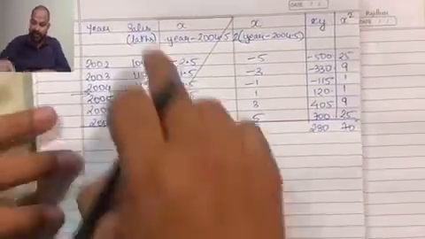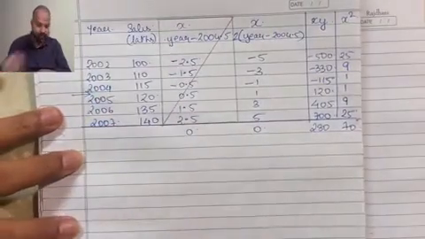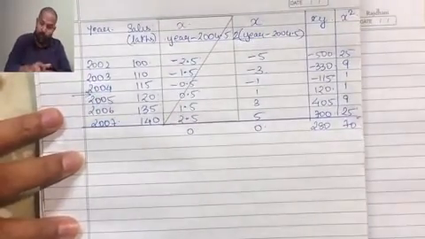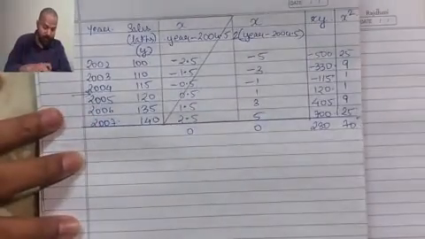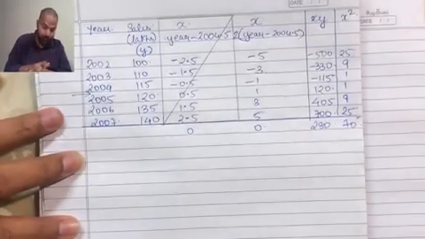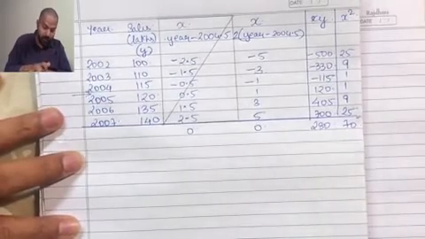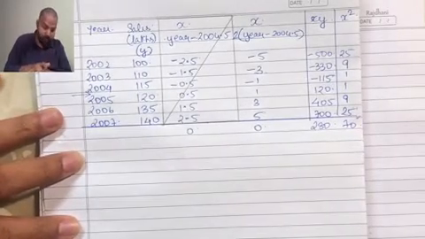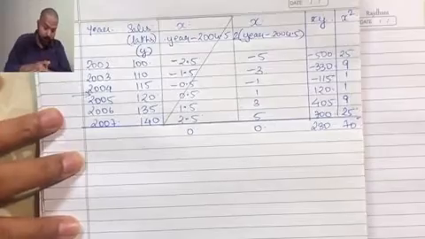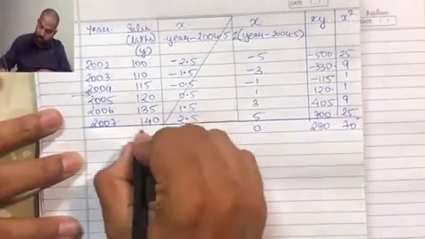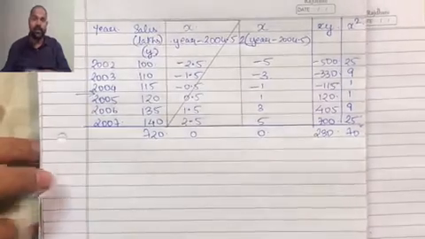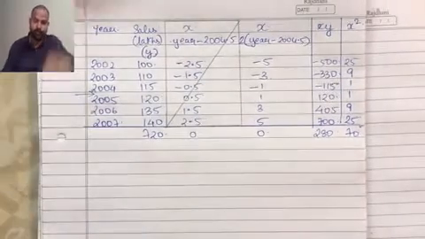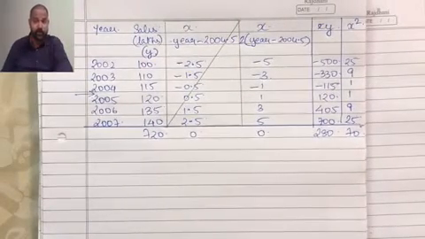The one thing that is left is the total of the sales. So let's do that quickly. Basically this is my y. 100 plus 110 plus 115 plus 120 plus 135 plus 140 is a total of 720. And we are done with finding all the sums. Let's come to substituting them into the formula.